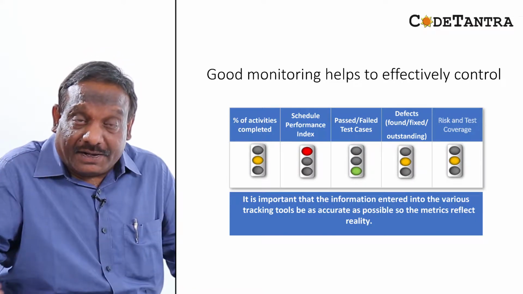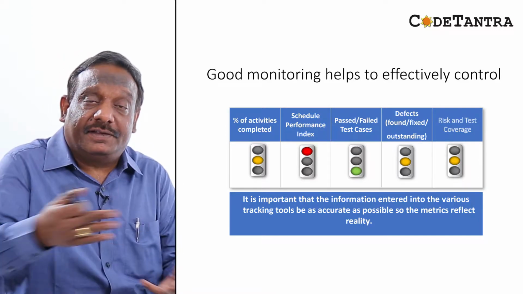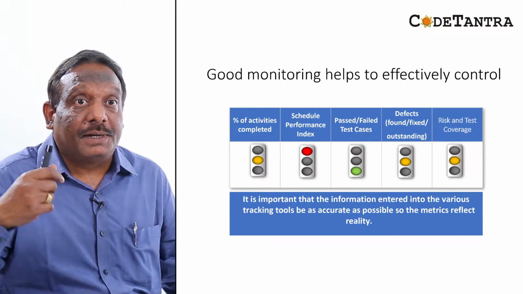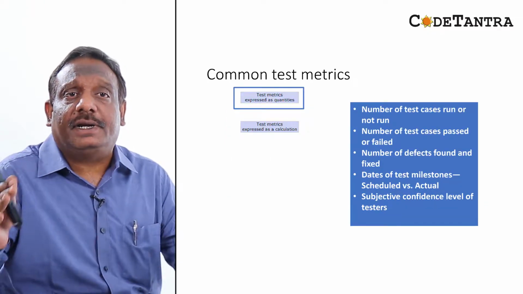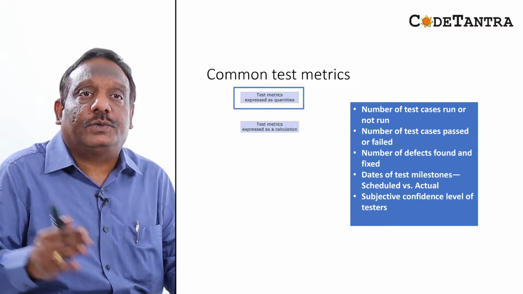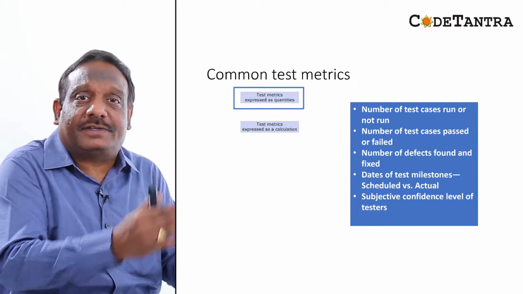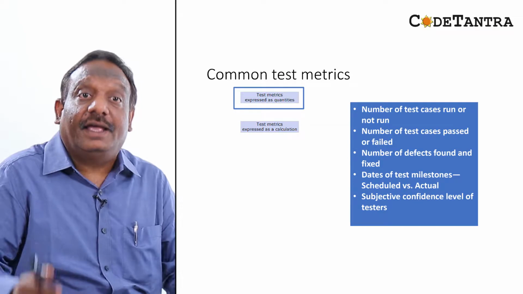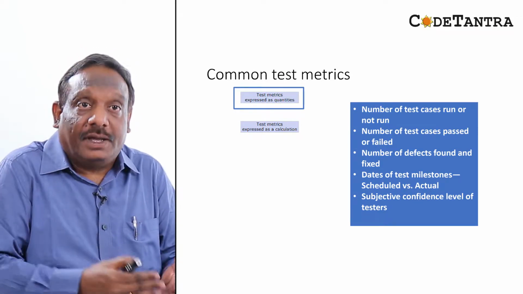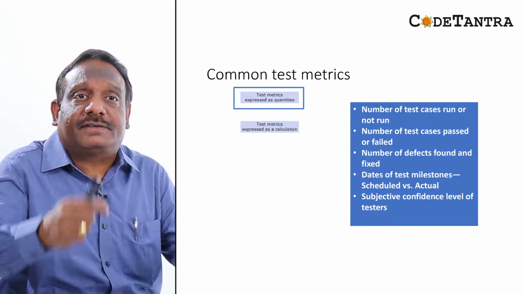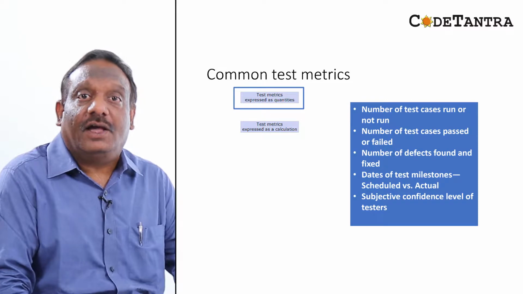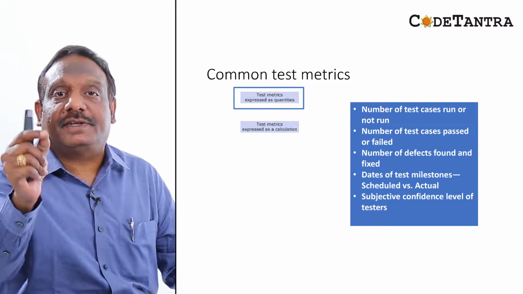Now let us understand quickly. Again, we understood this already in the foundation level syllabus, but I am repeating it for you. What are the common test metrics? Test metrics broadly can be categorized into test metrics that can be expressed as simple quantities and test metrics expressed as a calculation. For example, test metrics expressed as simple quantities or measures are like the number of test cases run or not run. It can be expressed as a number.